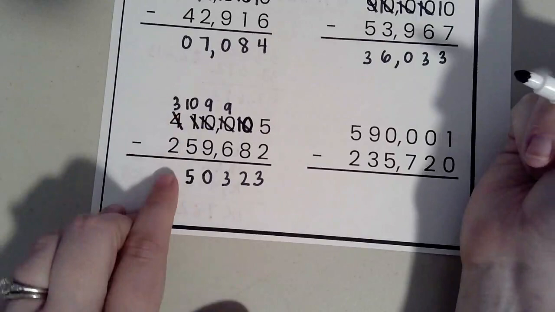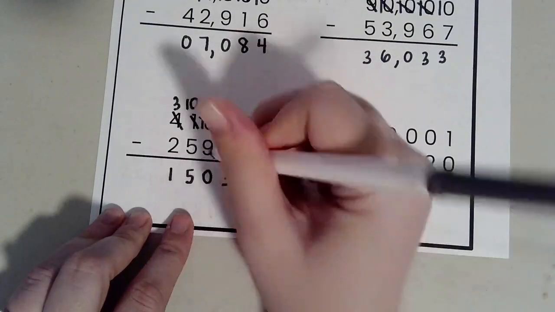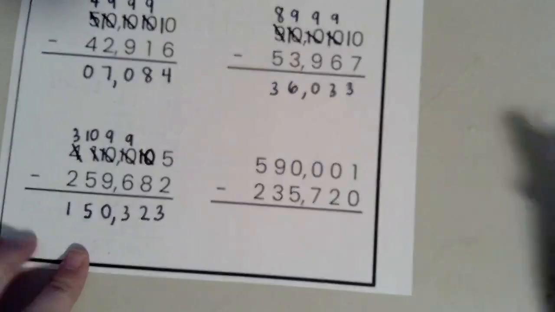And then 3 minus 2 is 1. Okay, so let's count back. 1, 2, 3. So our answer is 150,323. All right, on to the next.